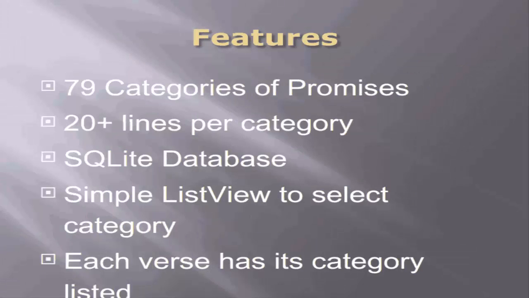The features are it is on an Android platform. There's 79 categories of promises. There's 20 plus lines per category. That's 20 verses at least per category. And it is an SQLite database, which also lends itself to a cross-platform over to Windows as well as iOS as time permits. And it is a simple list view to select the category, and each verse has its category listed above it so that the people don't lose track there.